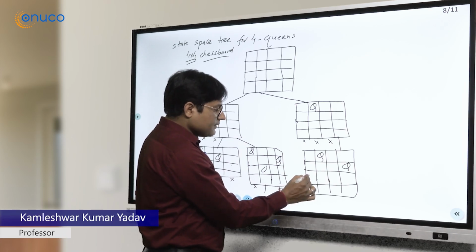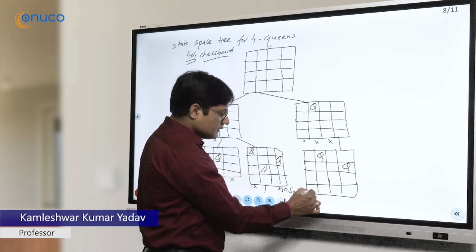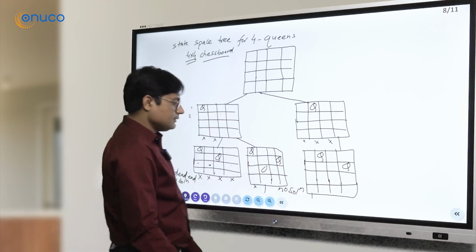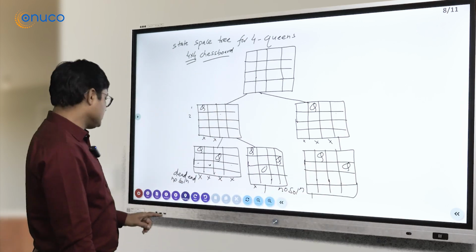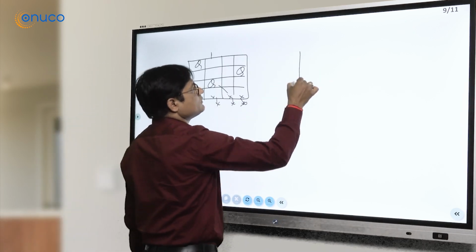Can we place it here? Yes, it is not on the diagonal of this, it is not in the column, and it is not on the row of the previous queen. Hence, we can place it here. So this will be accepted 100%. Let us see and discuss these possibilities on the next page.